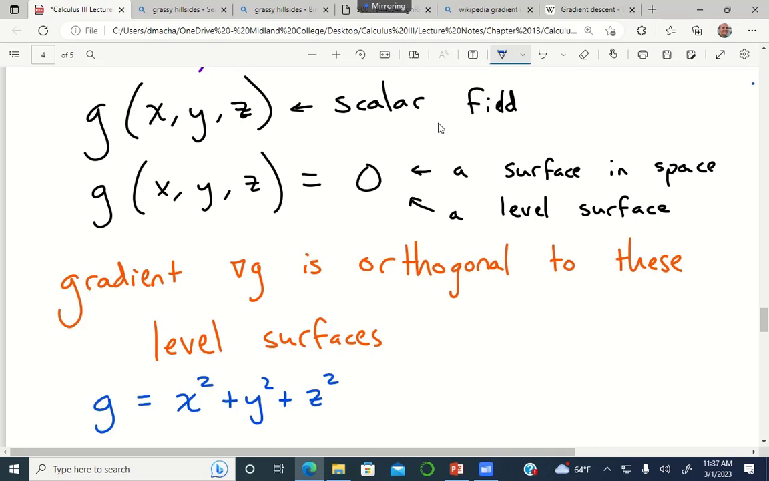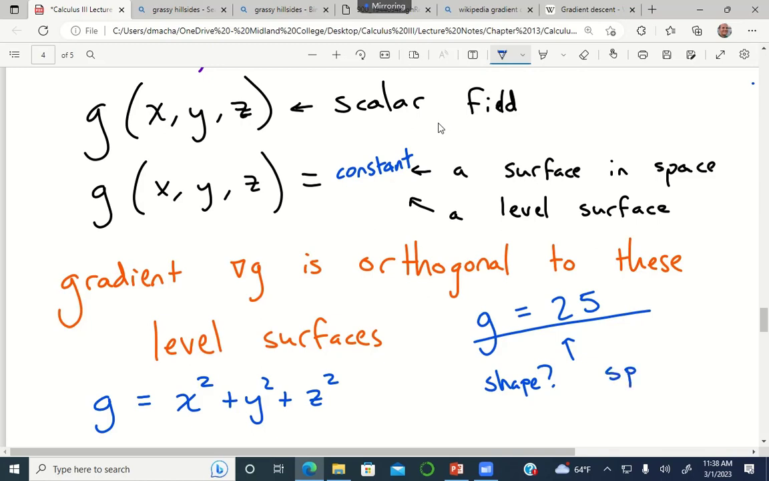But if I set this g function equal to 25, for example, it doesn't have to be 0. This is just any constant. So if I set g equal to 25, what's the shape of this surface given by g equals 25? A sphere centered at 0, 0, 0. Exactly. It is a sphere with radius 5 centered at the origin.